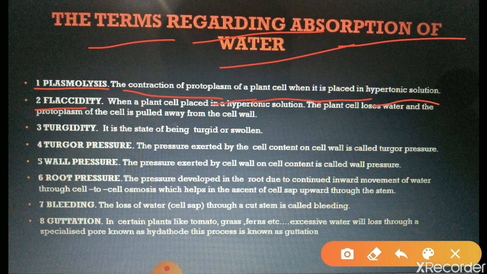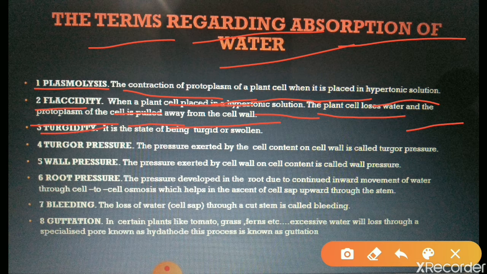Next, flaccidity. When a plant cell is placed in a hypertonic solution, the plant cell loses water and the protoplasm of the cell is pulled away from the cell wall. That we can call flaccidity. Actually, by plasmolysis, what is happening? Flaccidity takes place. By plasmolysis, the protoplasm will contract. Then the cell becomes shrunken. That shrunken stage of the cell we call flaccidity.